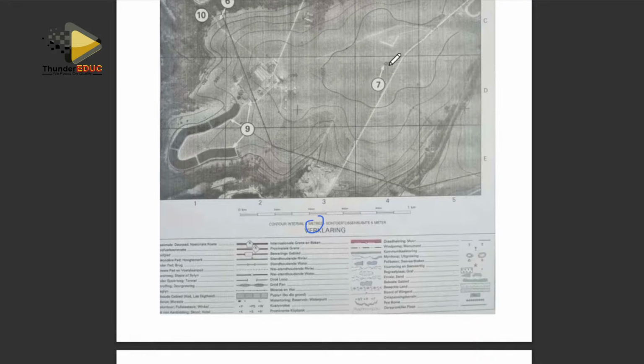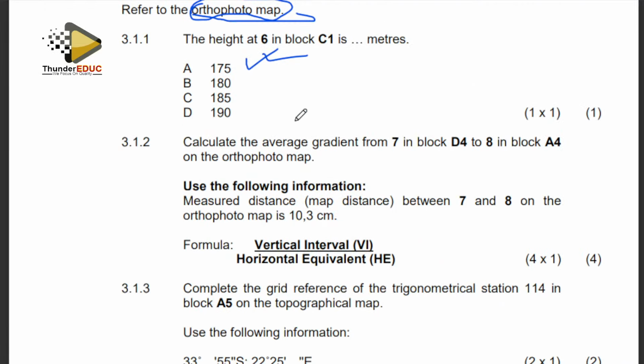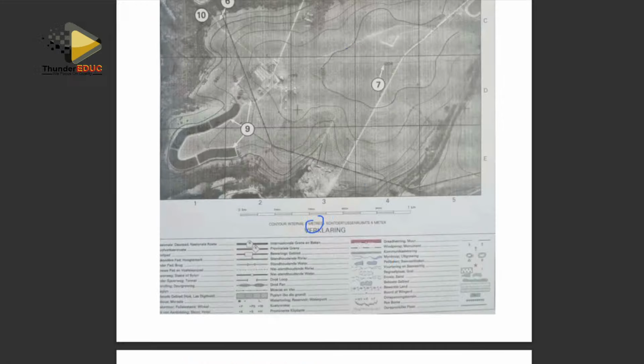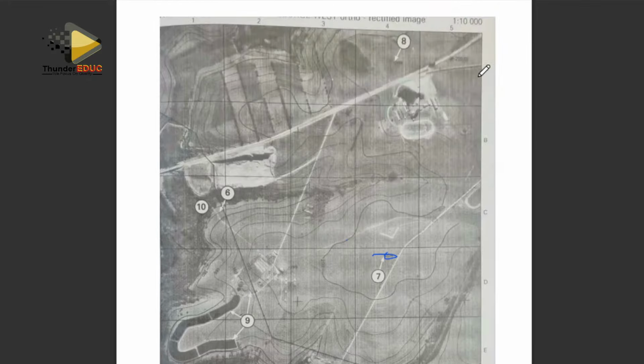They want between 7 here and what? Let me check the question quickly. Between 7 and 8. So 7 is in D4, 8 is in F4. This is D, this is F4, this is D4. So it's this one here and F4. You go up there. F4, 8 is here. Okay, so those are the two places that we are supposed to use. And what are they asking us? They are asking us to calculate the average gradient.